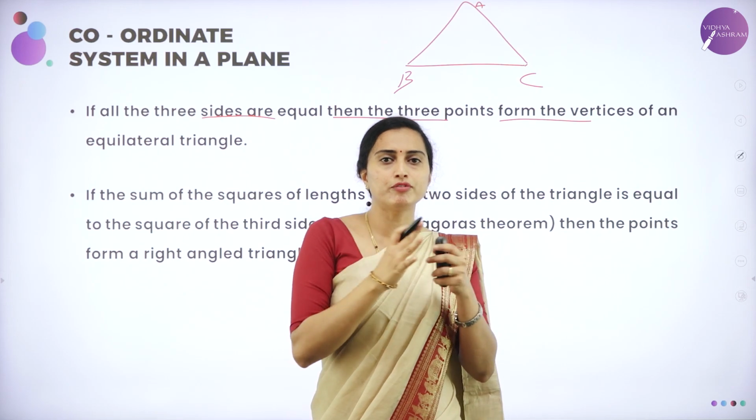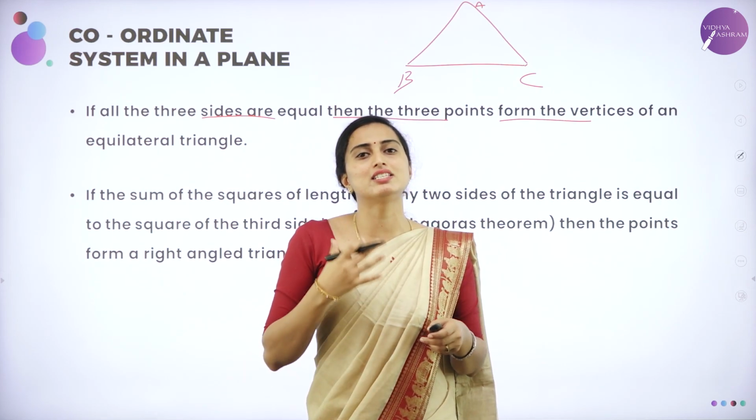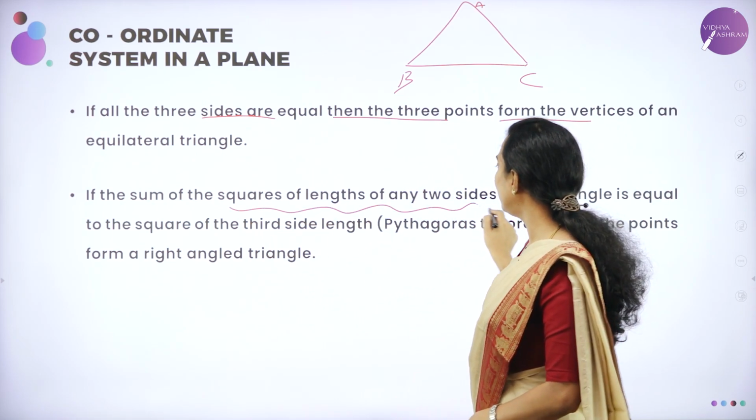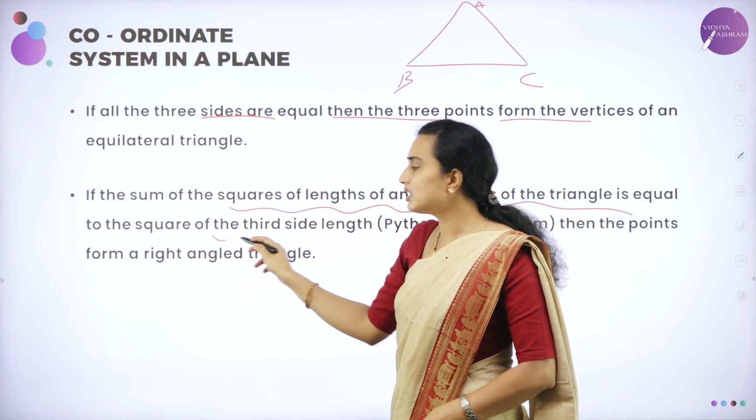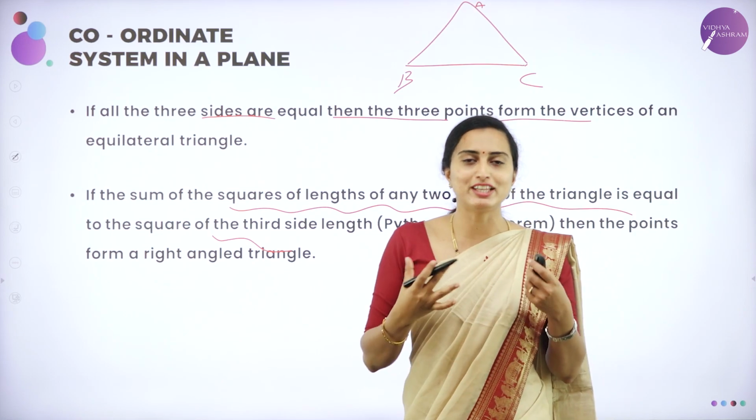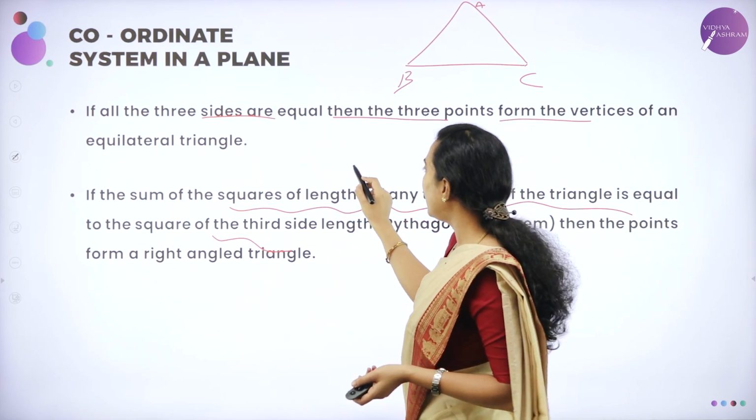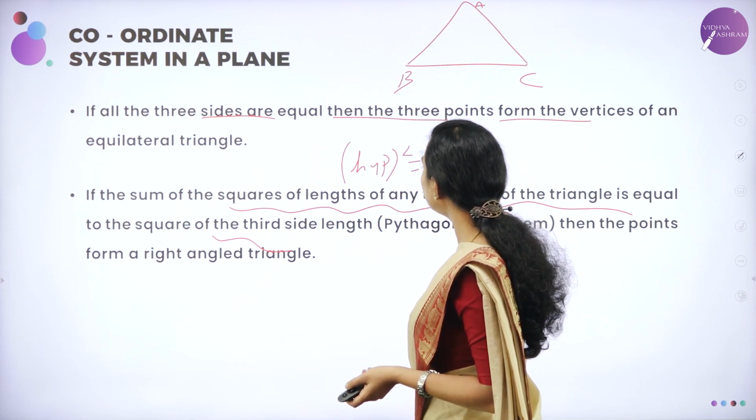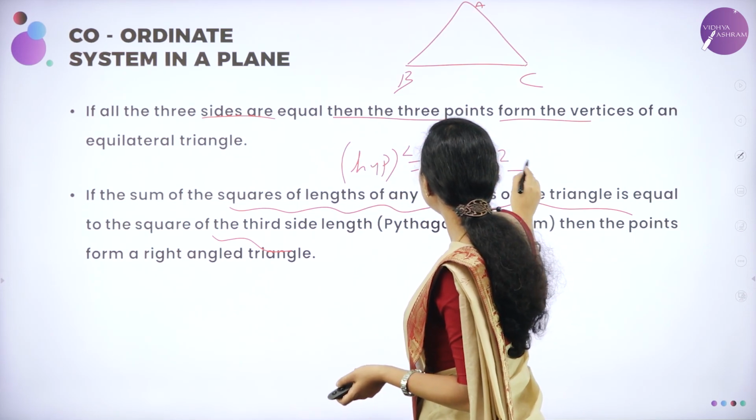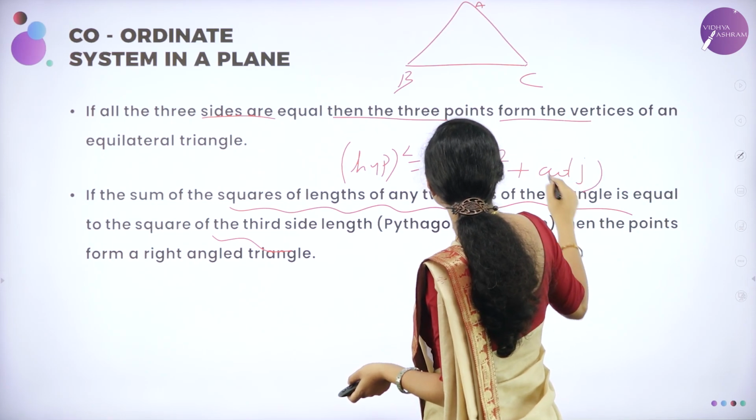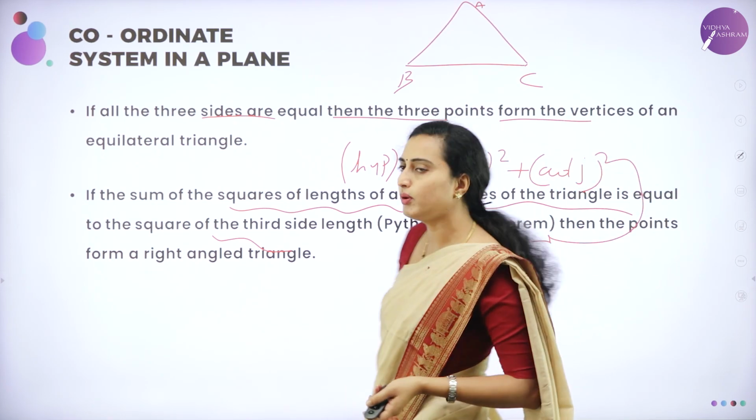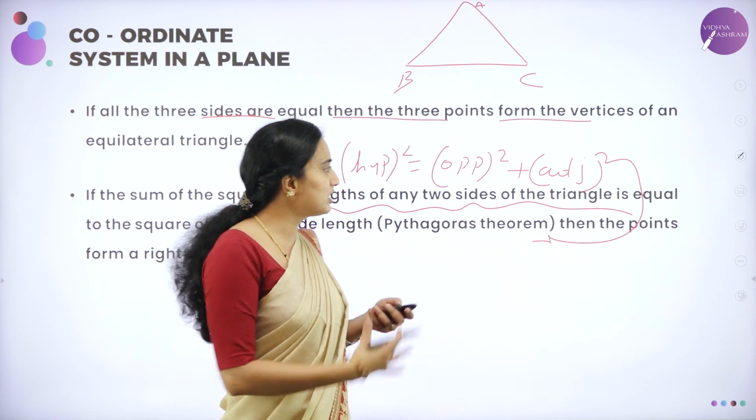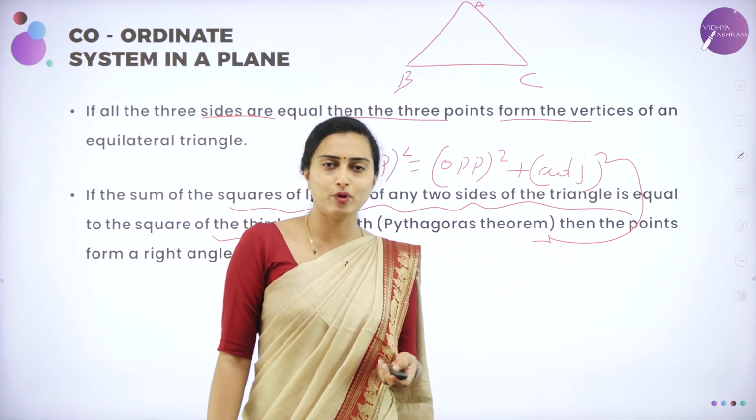The sum of the 2 sides equal to the length of the other side is collinear. So here we have the sum of the squares of the lengths of any 2 sides equal to the third side squared. That is said to be the Pythagoras theorem. Hypotenuse squared is equal to opposite squared plus adjacent squared. That's it. This is said to be the Pythagoras theorem. Understood? So this you have to remember to solve the problems.